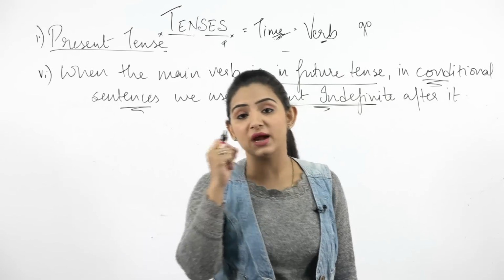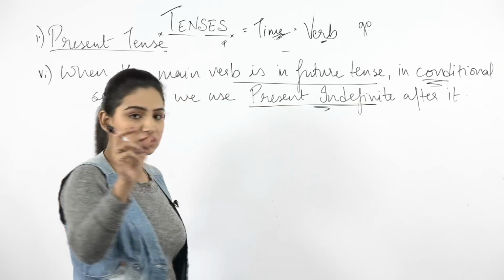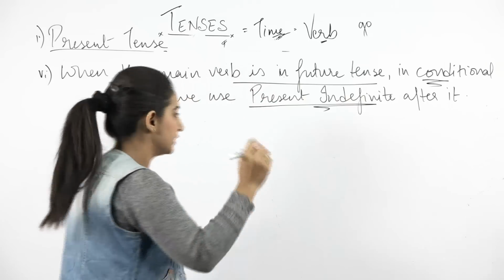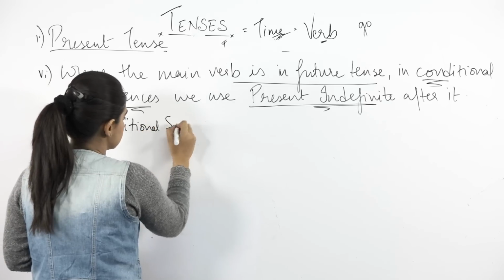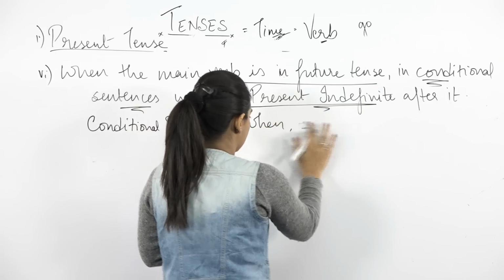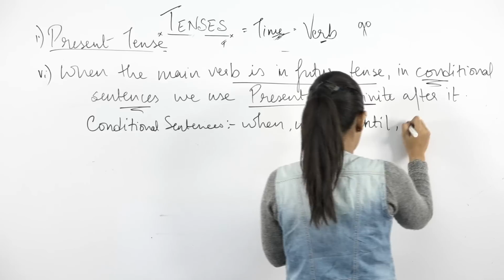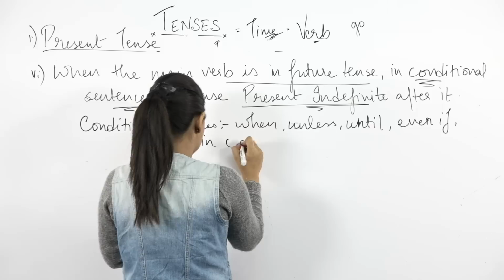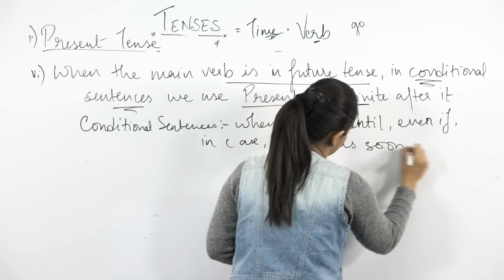Now how will you identify a conditional sentence? आप कंडीशनल सेंटेंस को कैसे आइडेंटिफाई करोगे? I will tell you certain keywords जिनके थ्रू आप आइडेंटिफाई करोगे कि ये सेंटेंसेस कौन से होते हैं, कंडीशनल होते हैं. ठीक है, if we talk about conditional sentences, it might hold when, unless, until, even if, in case, before, or as soon as.